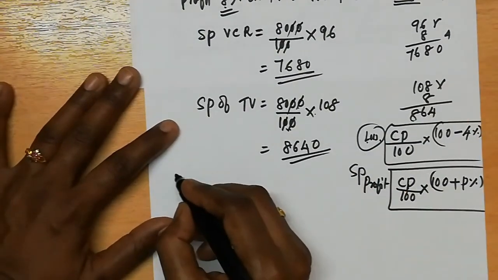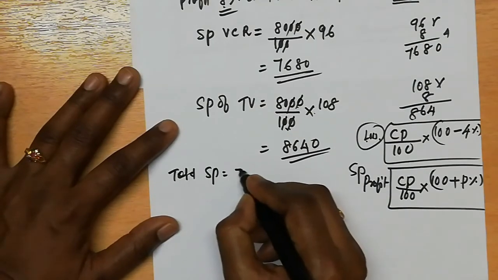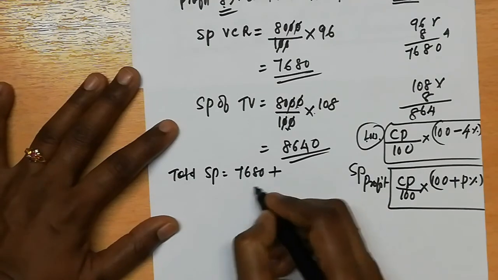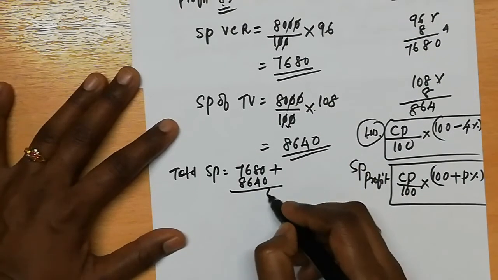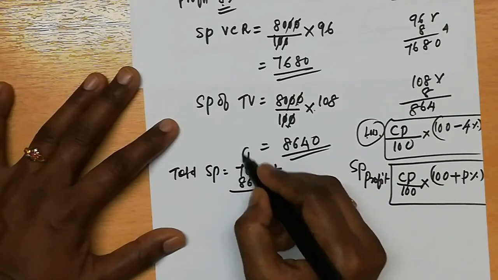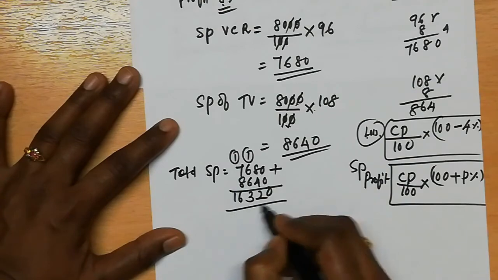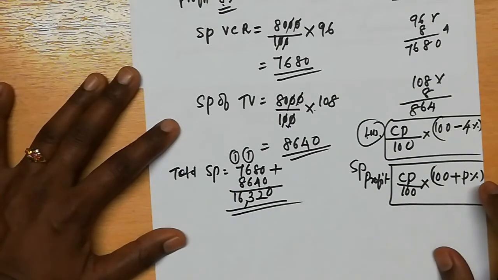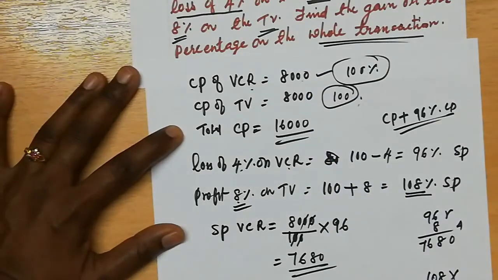So we will find the total selling price, that is 7,680 plus 8,640. This is the total selling price. 12, remainder 1. 12 plus 1 is 13, remainder 1, that is 16. 16,320 is the total selling price. What do we have to find? Find the gain or loss percentage on the whole transaction.